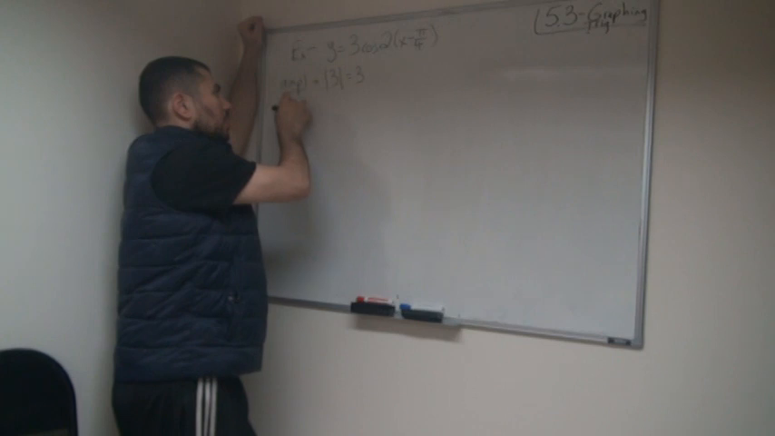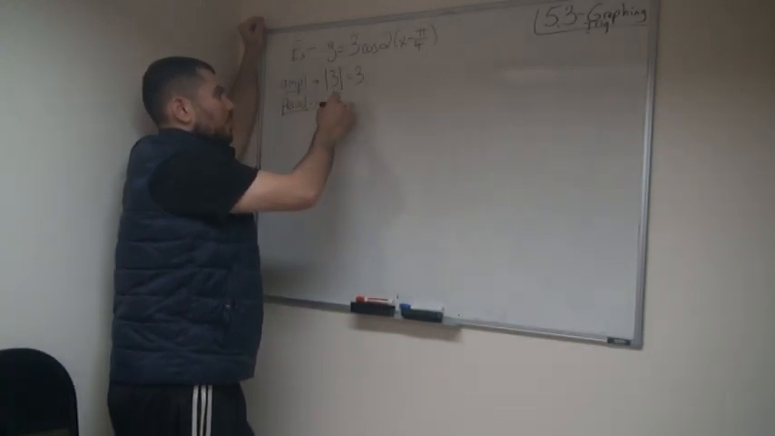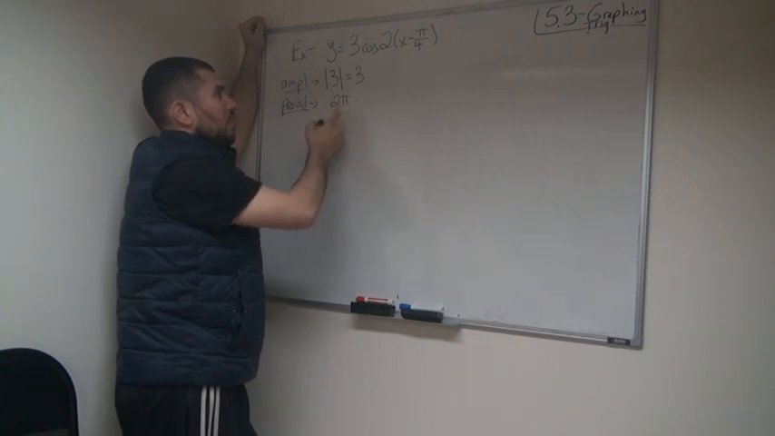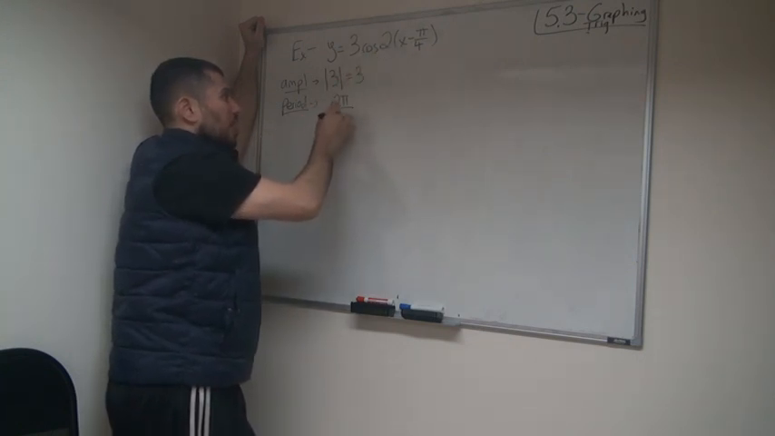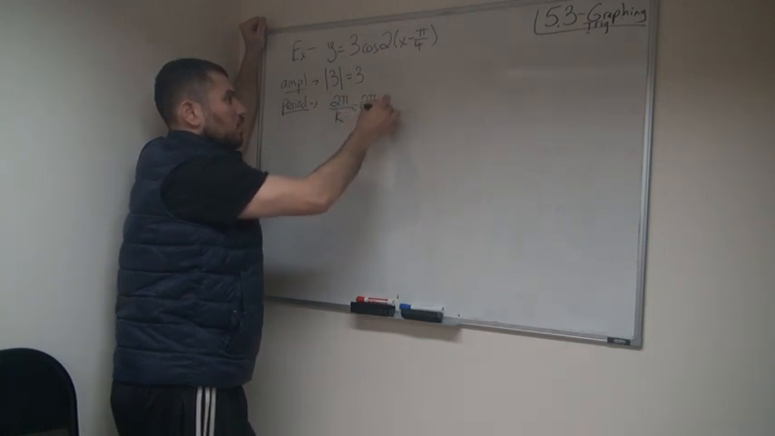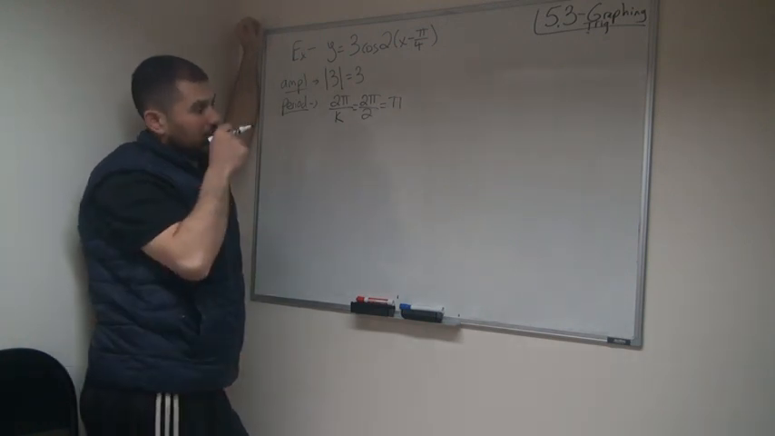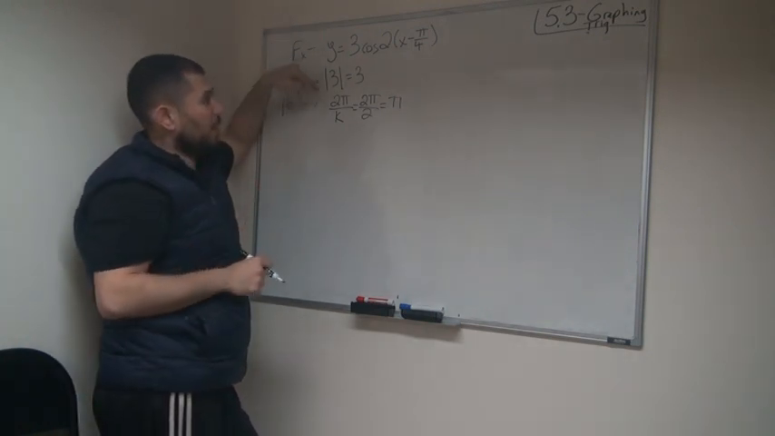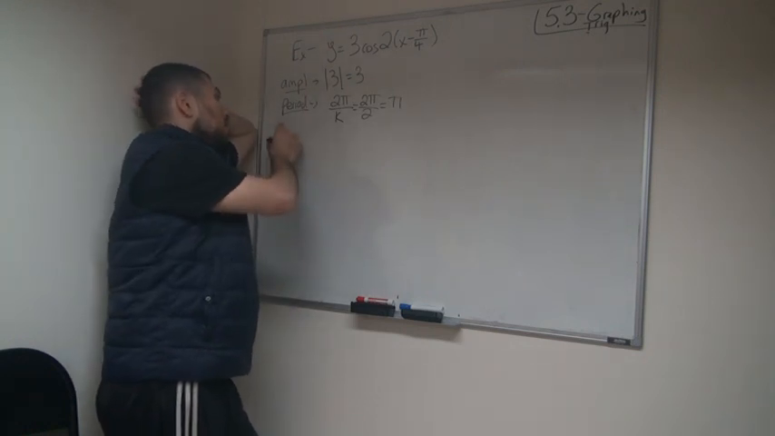What is the period going to be? A standard cosine function has a period of 2 pi, but if I have a variable in front of my x, it's 2 pi over k. In this case, k is 2, so I have a period of pi. I'm shortening the cycle length. It's now not going to take me 2 pi radians, but pi radians to get a full cycle. Great.